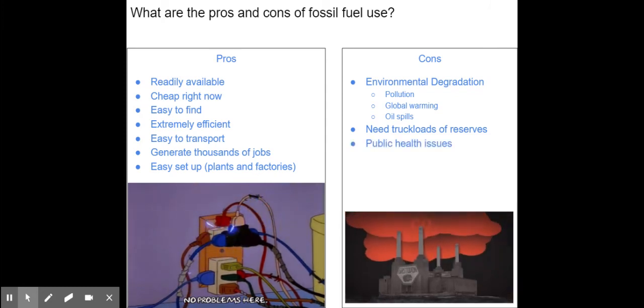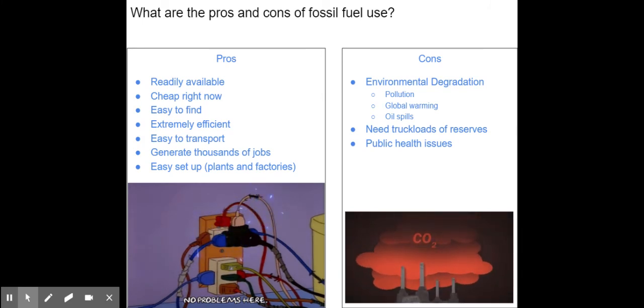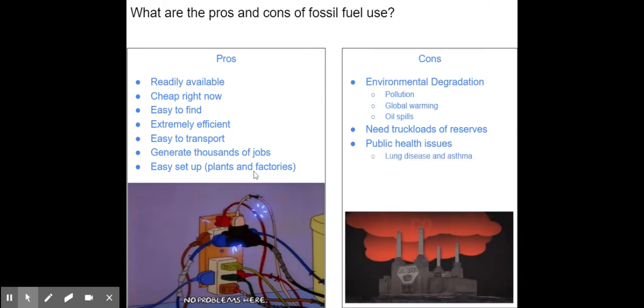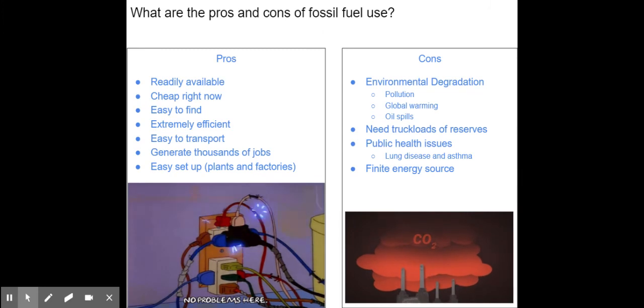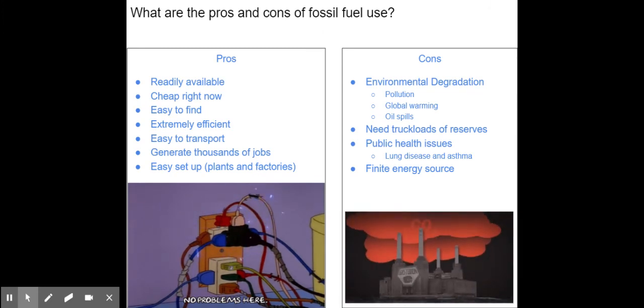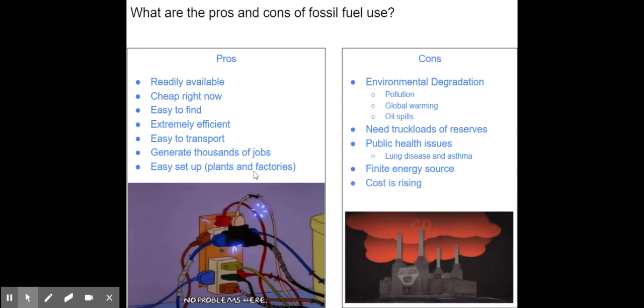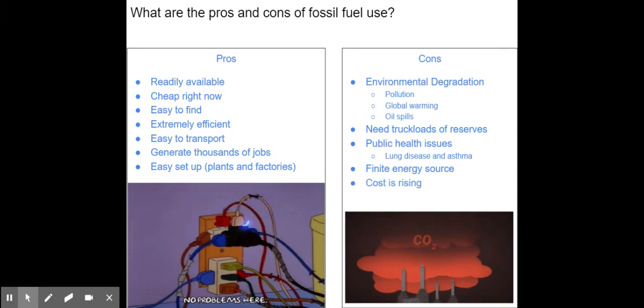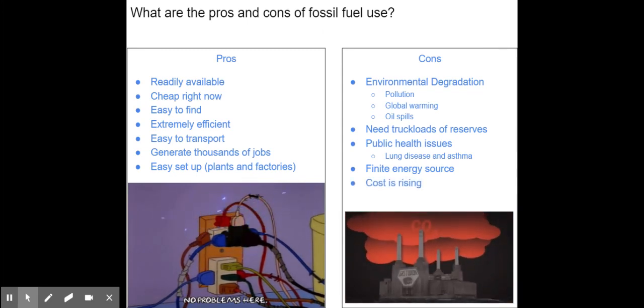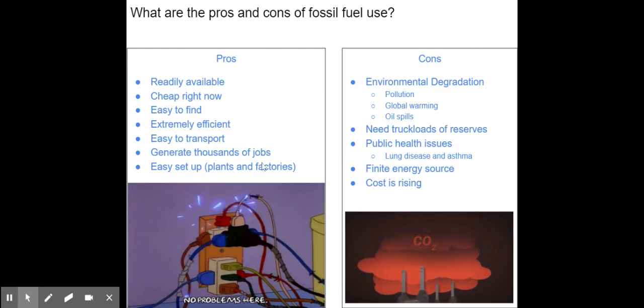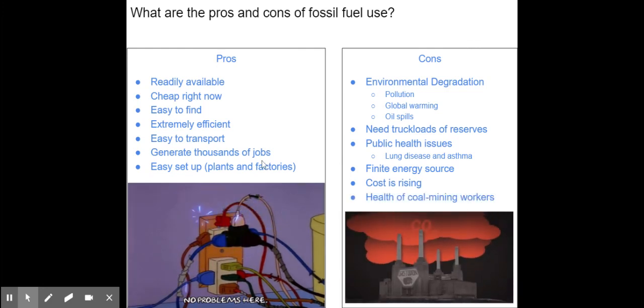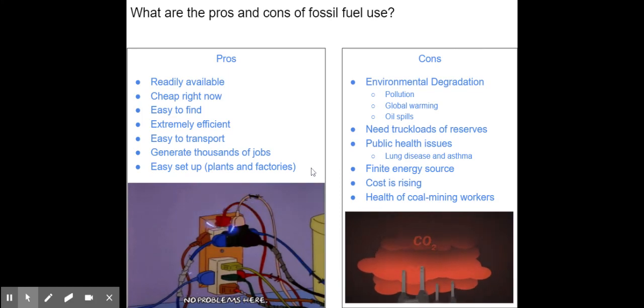There are a lot of public health issues with the pollution, lung disease and asthma. It's a finite energy source. It's going to run out. The costs are rising because the demand is more than the supply. Health of coal mining workers.